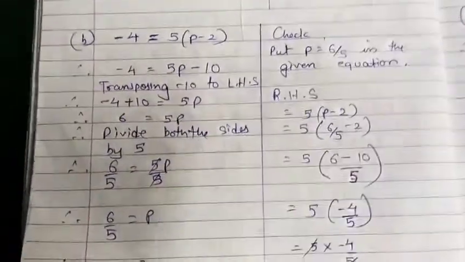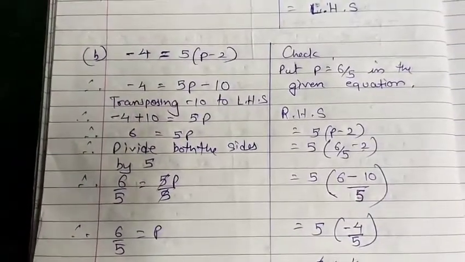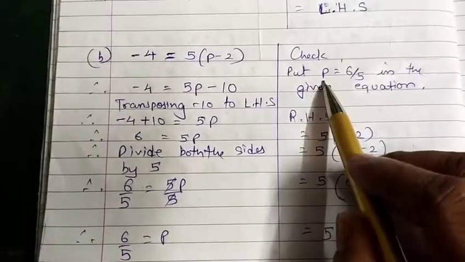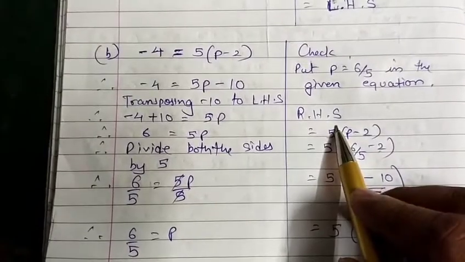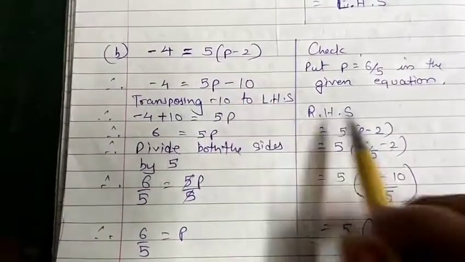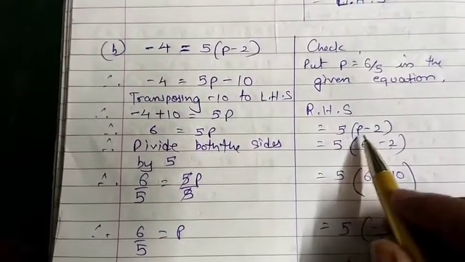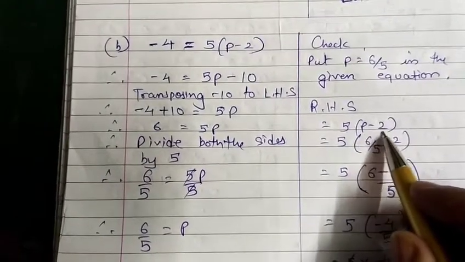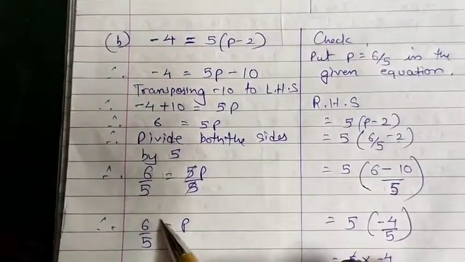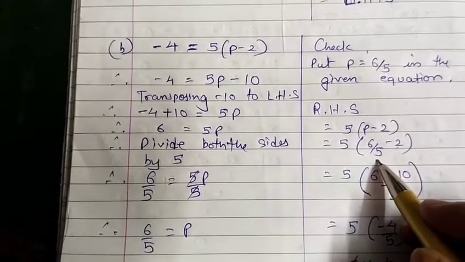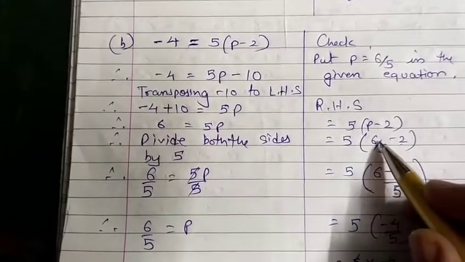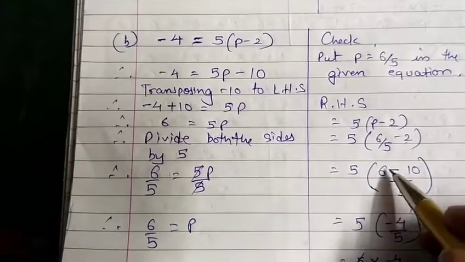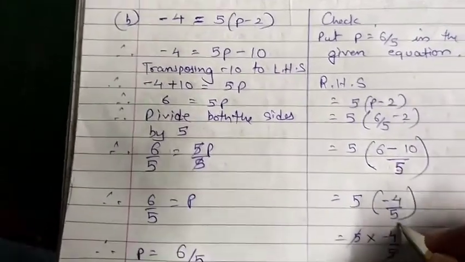Now check whether the solution of the equation is correct or not. So put P equals 6 by 5 in the given equation. Write down the expression of right hand side, 5 in bracket P minus 2. In place of P, write down 6 by 5 minus 2. Dear student, here no need to find the LCM. Directly you do cross multiplication. 2 5s are 10. 6 minus 10 upon 5. 6 minus 10 gives minus 4 upon 5.